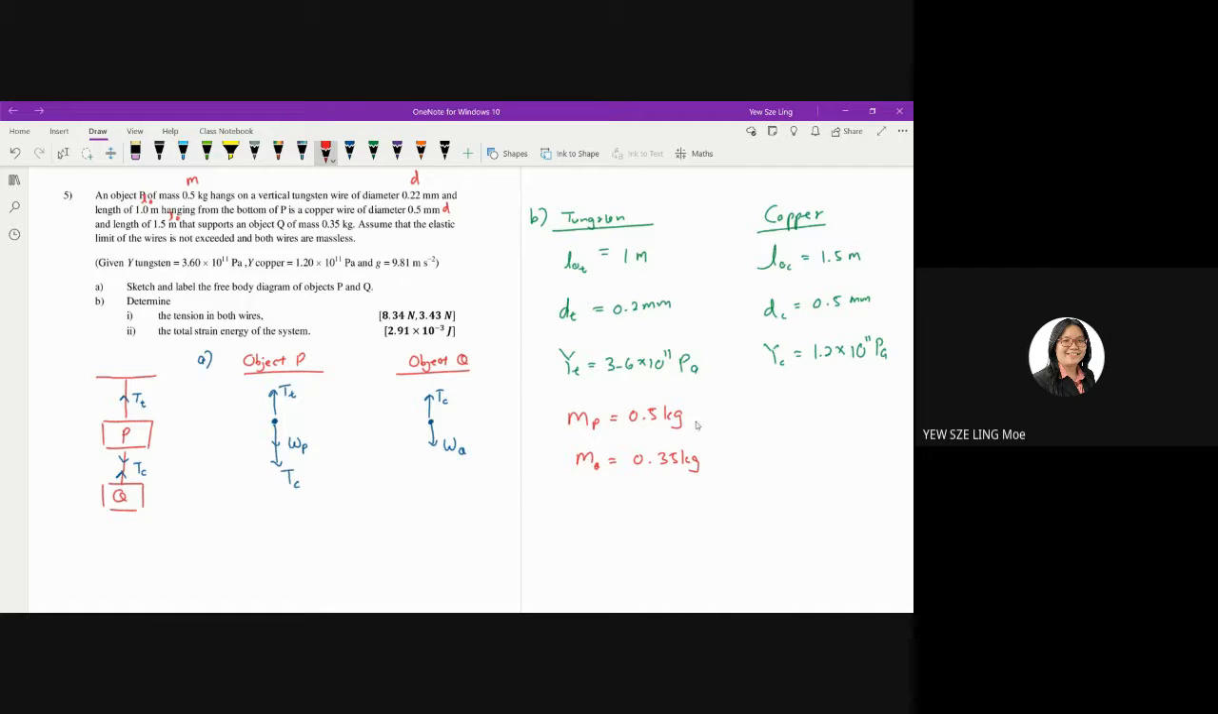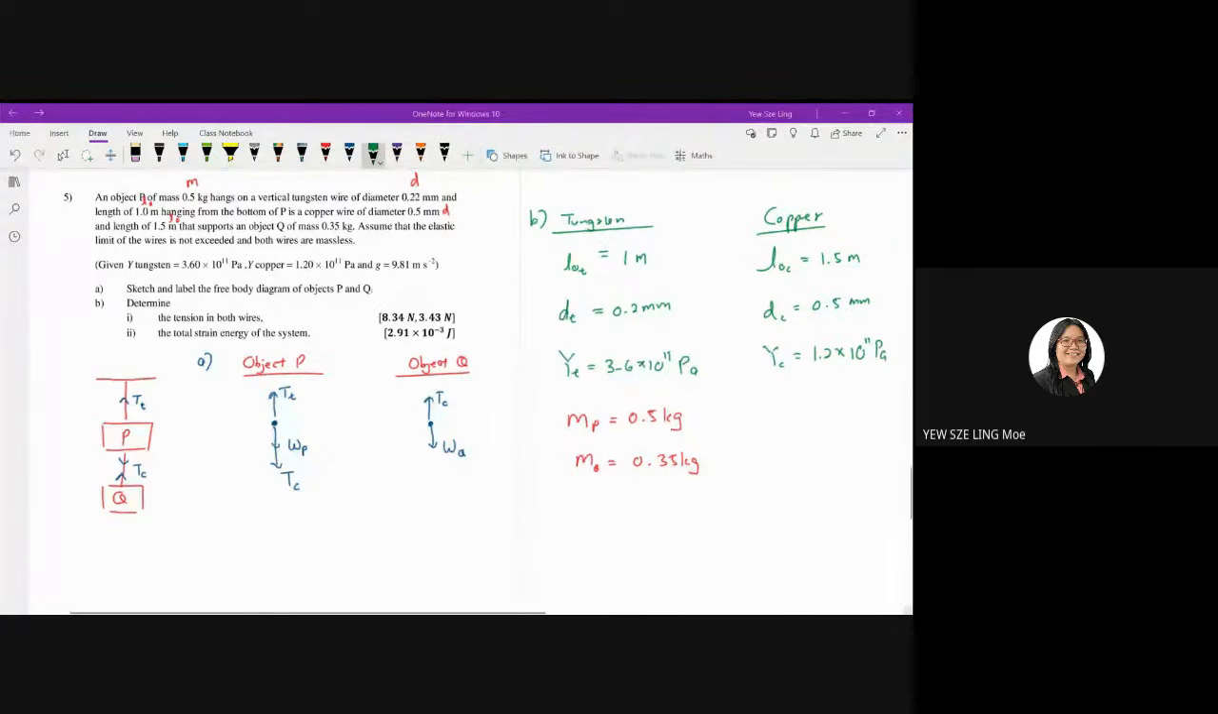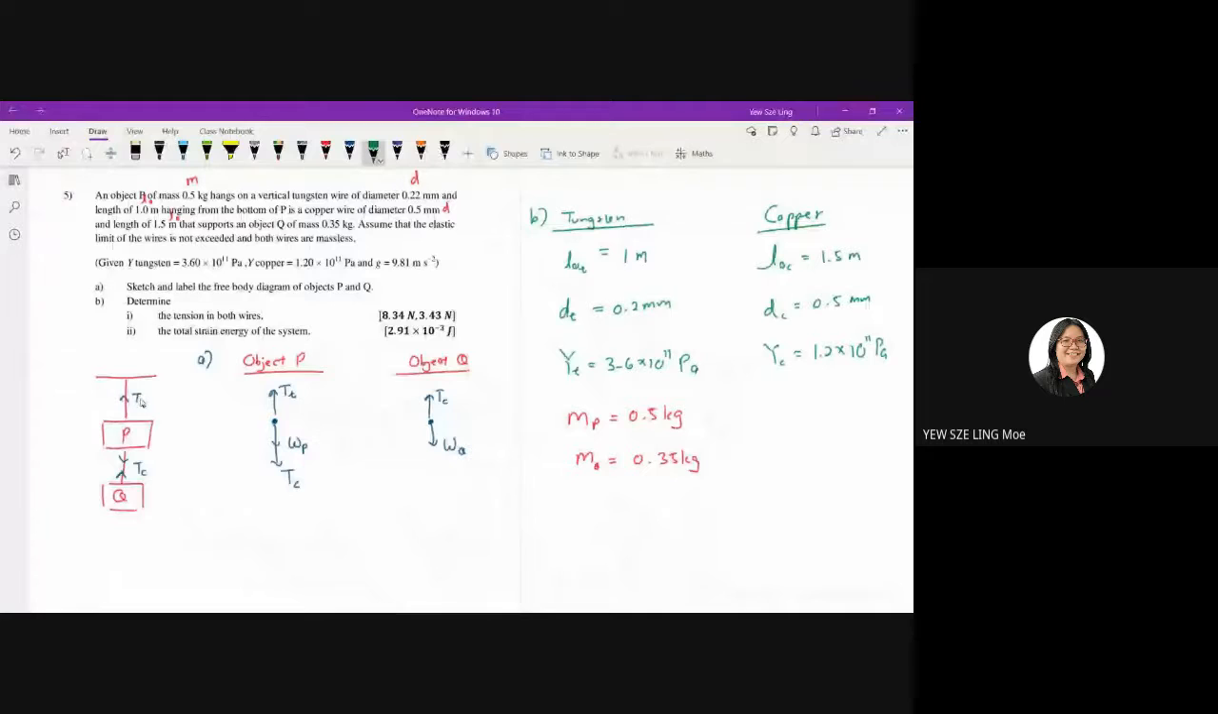So now we want to determine the tension. If you want to determine the tensions, the information needed is the mass. Why? Because let's look at question A again, the free body diagram. Since my object is not moving, I'm going to apply Newton's first law for both of them. So for object P, summation F equals 0, then I would have T tungsten equals WP plus TC.